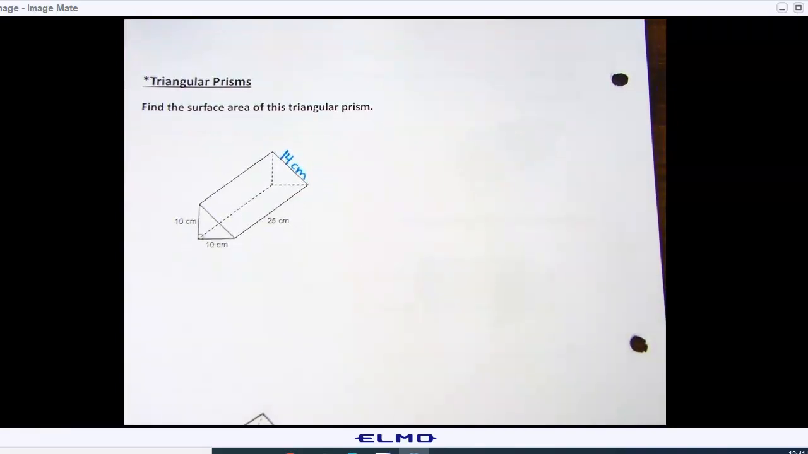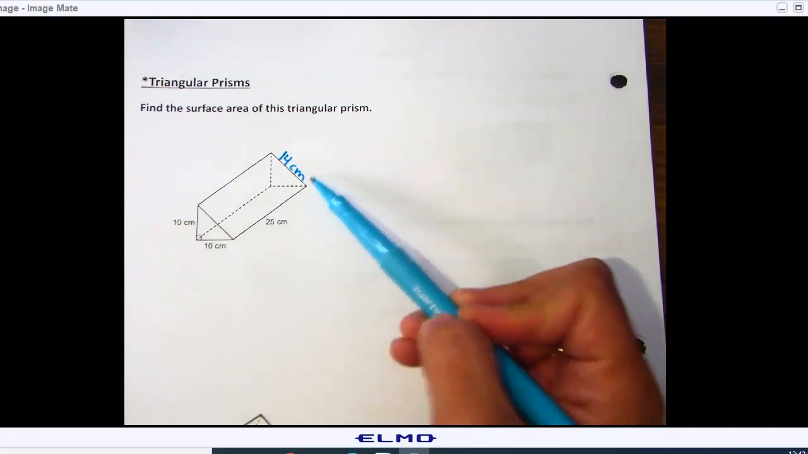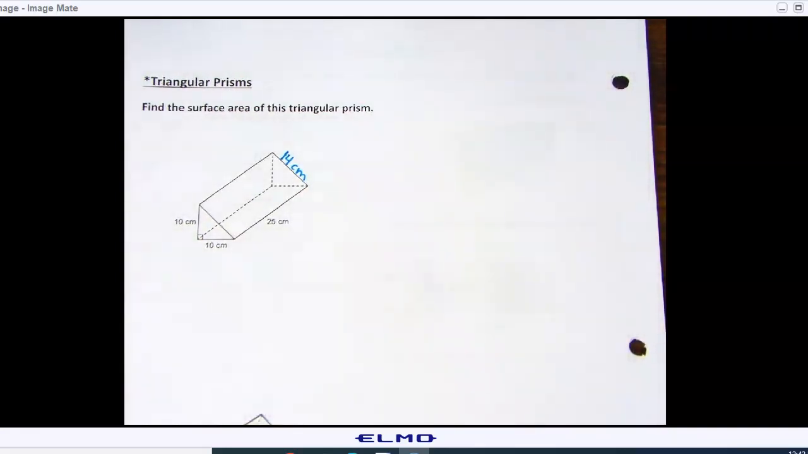Hey guys, we're going to work on triangular prisms now, the surface area of a triangular prism. Okay, I need you to go ahead and write 14 centimeters there. That should have already been in place, but it was not.